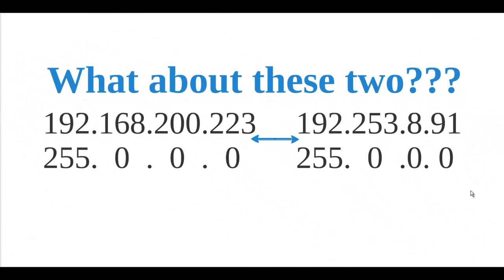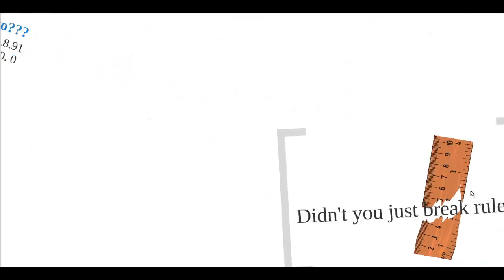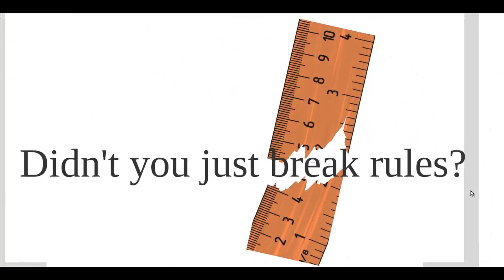Now these two little guys, 192.168.200.223 and 192.253.8.91. Will they talk? Now most of you are looking at this IP address going, wait a minute, you usually see a 192 with a whole bunch of 255s, but it doesn't matter. Will they talk based on what I've told you? Yes, they will. Well, someone will ask me, did I just break some rules? Just bend them a little.